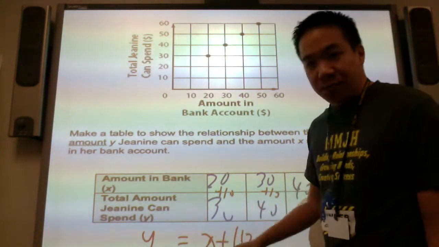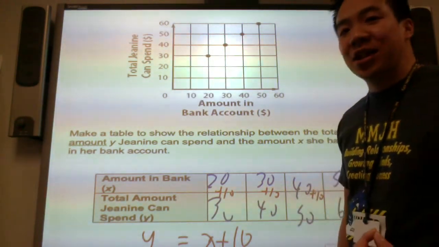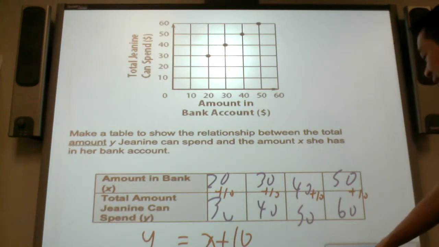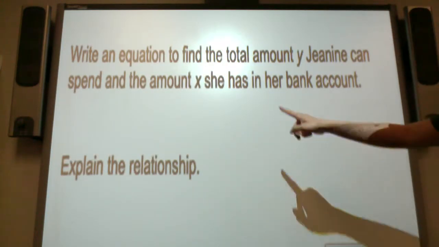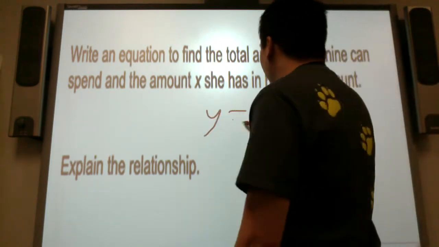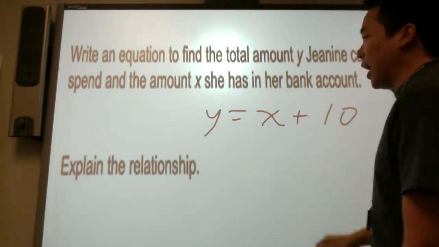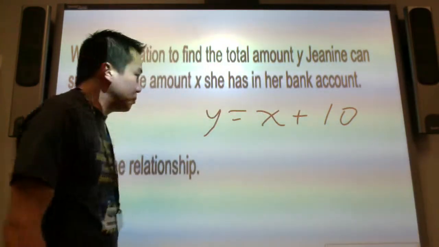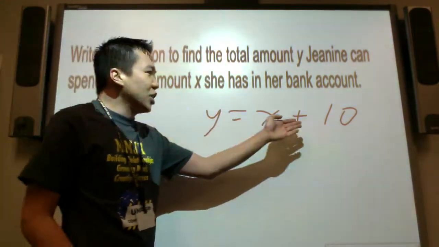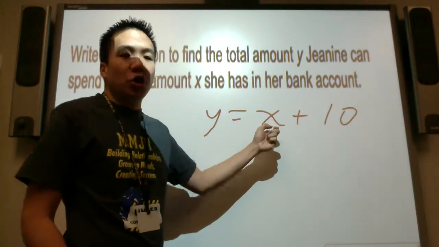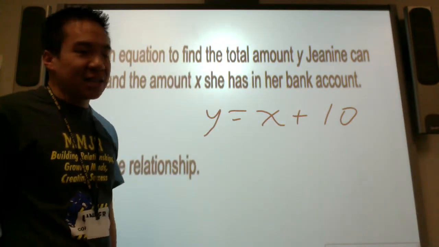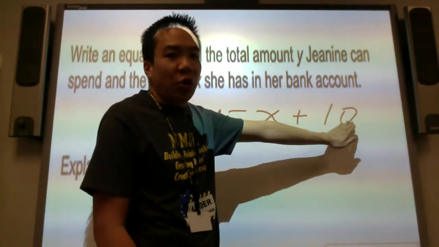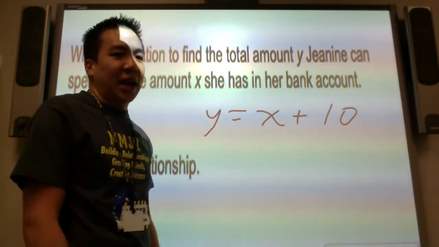The expression is just x plus 10, but if we want to set it up as an equation, we have to add an equal sign, equal y. Let's see, I'm wondering if they asked us that. Oh, write an equation. So we did it: y equals x plus 10. Explain the relationship. So to find the total amount she has, you add $10 to her checking account. That's how much money she has. So depending on how much she has in her checking account, she always has an extra $10 as a cushion.